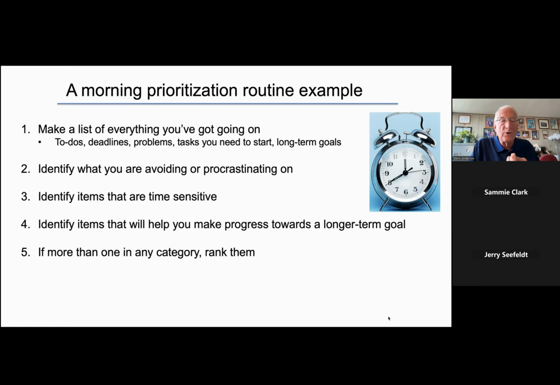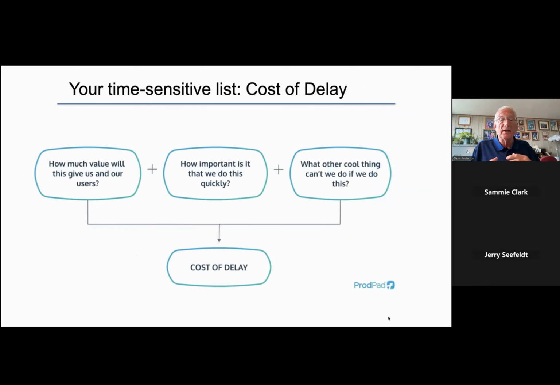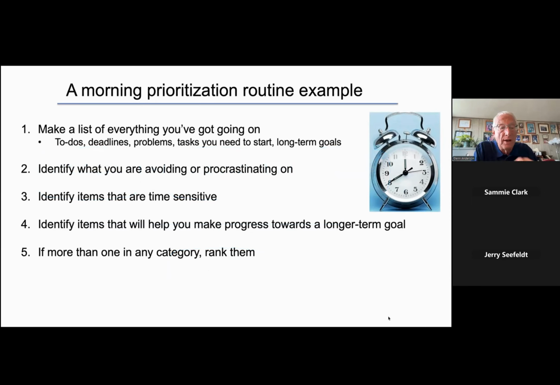If you're wondering, how do I stack rank a list of time sensitive items? Here's a suggestion: kind of calculating in your mind the cost of delay for each of those time sensitive items. How much value will this give us? How important is it that we do it quickly? Plus, what thing can't we do because we're going to do this instead? If you kind of look across those three, that creates a cost of delay. So that could help you in number three here to stack rank the items that are time sensitive.